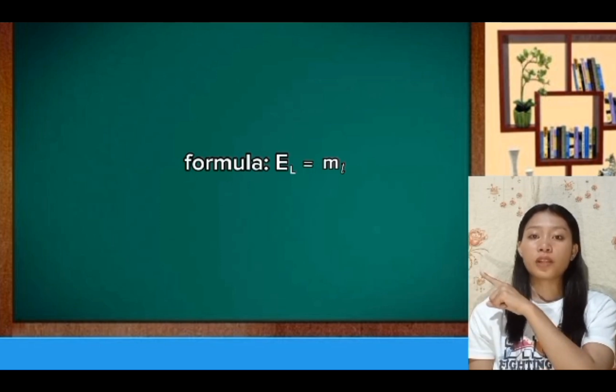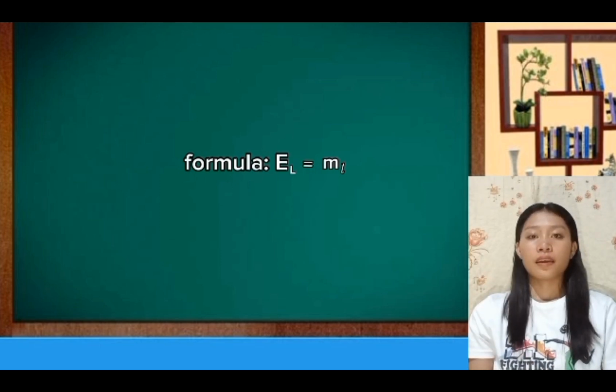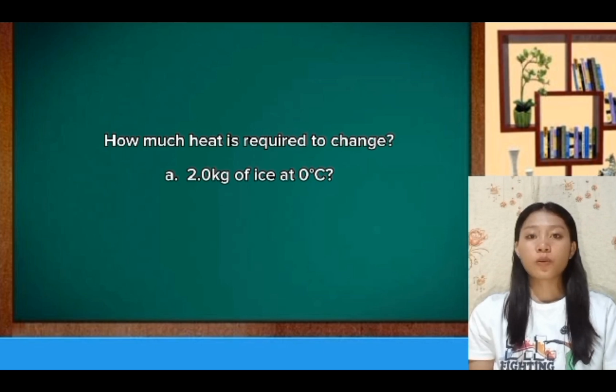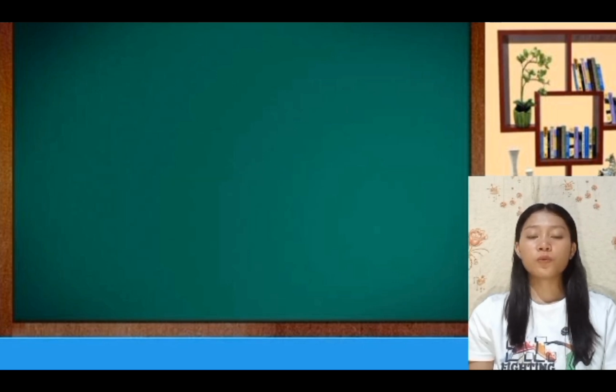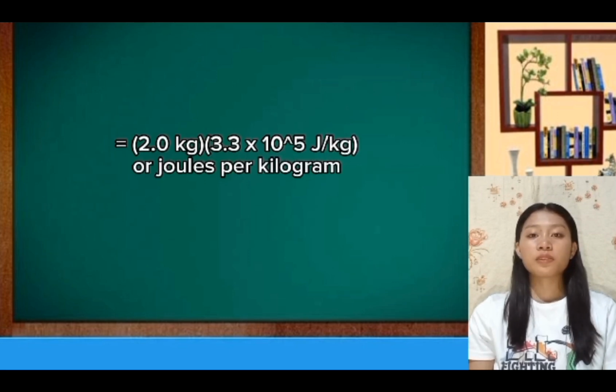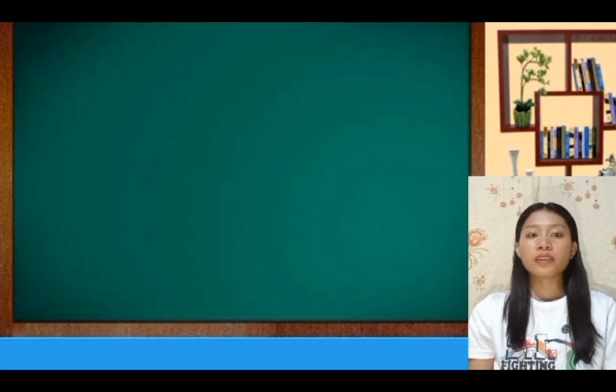Before that, we need to use this formula to get the answer. Here's the problem. How much heat is required to change 2.0 kilograms of ice to water at 0 degrees Celsius? Our solution: we need to multiply first 2.0 times 3.3. The answer is 6.6. Then we copy the 10 to the power of 5 joules.